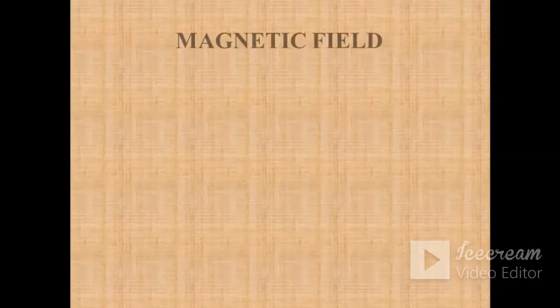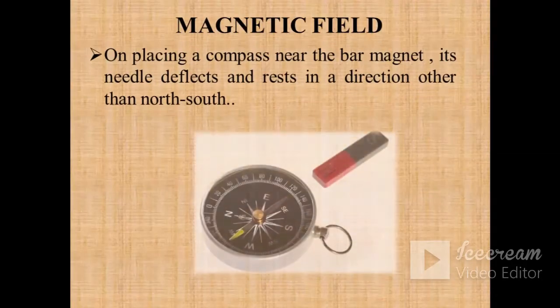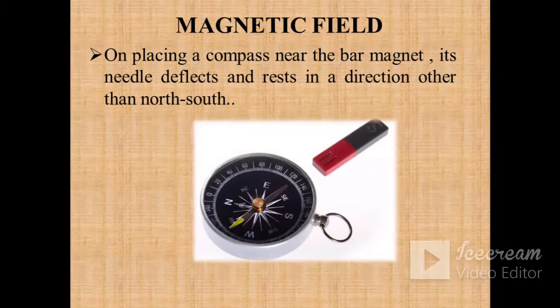So let's see. On placing a compass near the bar magnet, its needle deflects and rests in a direction other than north and south. But what we know from the directive property is that if we place a bar magnet suspended freely, then it will always rest in the direction north to south. But what happened to the compass needle? Although the compass needle is also a type of magnet, due to the presence of this magnet, its deflection was disturbed.